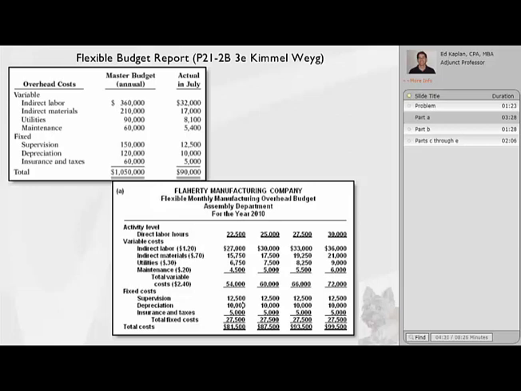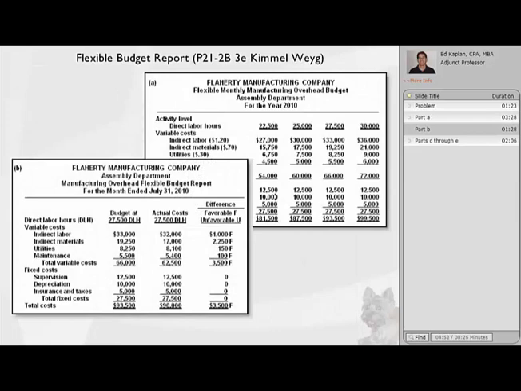We add that to our variable cost, and we've derived the total costs, which is the answer to Part A, to put together a schedule of flexible monthly manufacturing overhead budget for the assembly department for the year 2010 based on 4 different possible levels of activity.